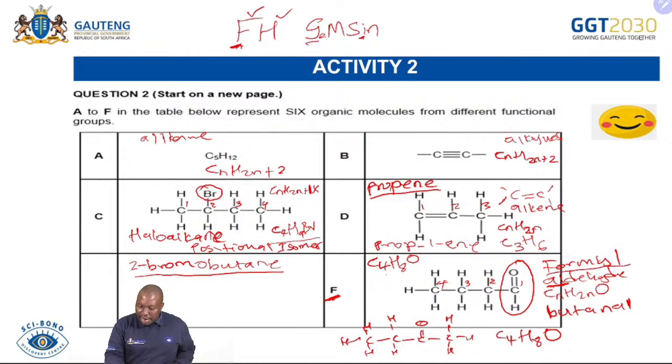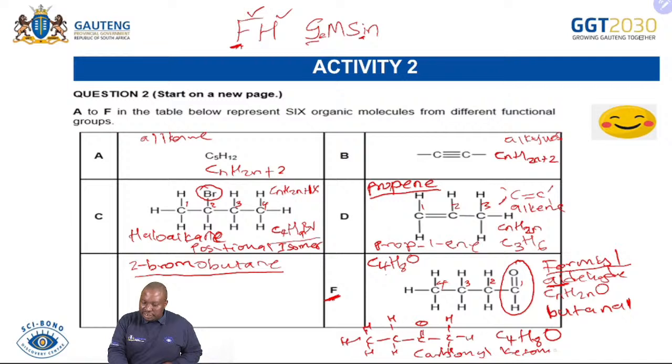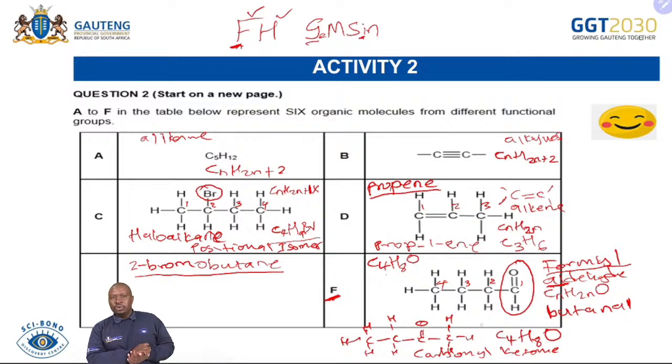So you're able to say, oh, they have the same general formula but different functional groups, because this functional group we said is the formyl group. This one we said is the carbonyl group. So you know that these are aldehydes, these are ketones. So they have the same general formula but different functional groups. So we refer to this as functional isomers. Look at the beauty of that.